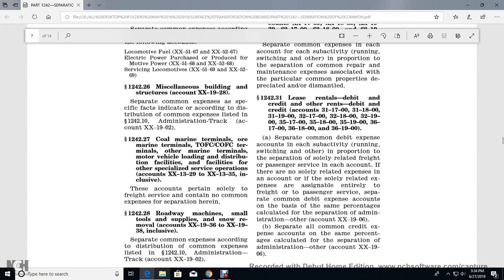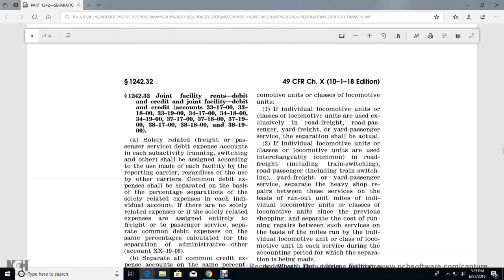Separately for the common debit of the expense for the accounts, and each sub-activity: running, switching. Proportional separation solely related to the freight or passenger for each account. Solely related expense for the accounts assigned entirely to freight or passenger. Separate the common debit expense for the account at the same percent of the calculated separation of the administrative accounts other than XX 1906. Separate all common credit expense for the account at the same percentage of the calculated separation of the administrative accounts other than XX 1906.